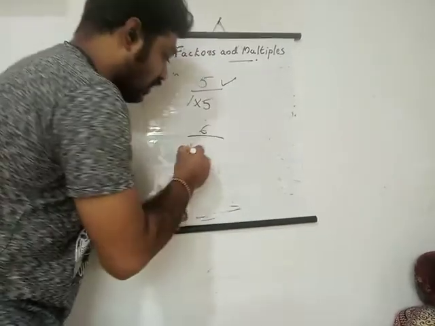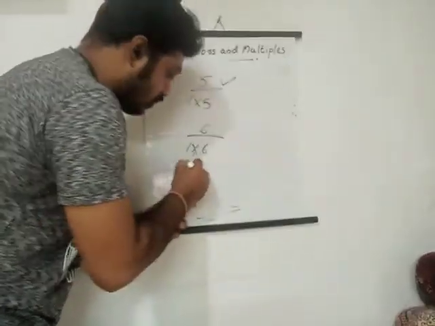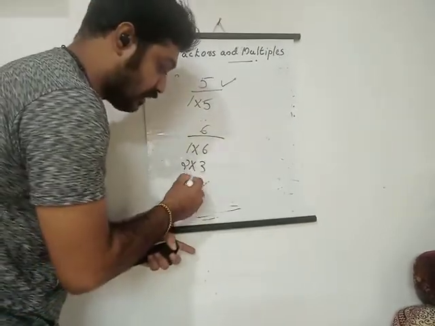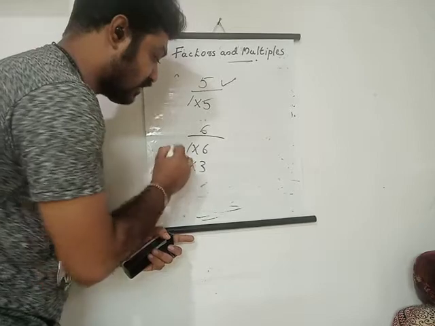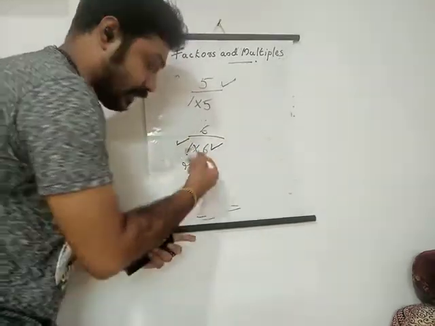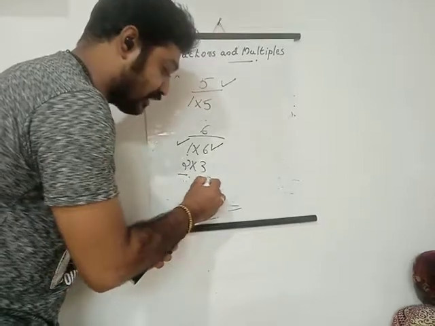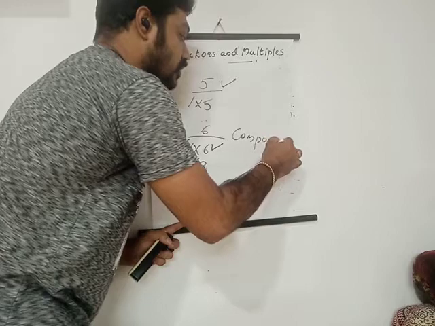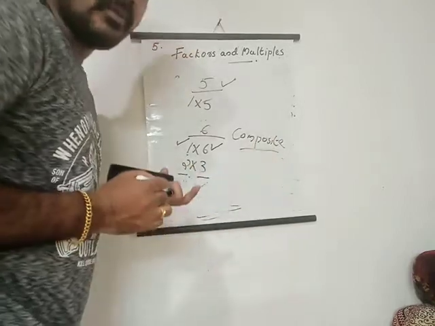Now what about 6? We can write 6 as 1 into 6, 6. Then 2 3s are also 6, and 3 2s are 6. So it has factor 1, it has 6, and it has factors 2 and 3 extra. So this is called a composite number. So, prime numbers and composite numbers.